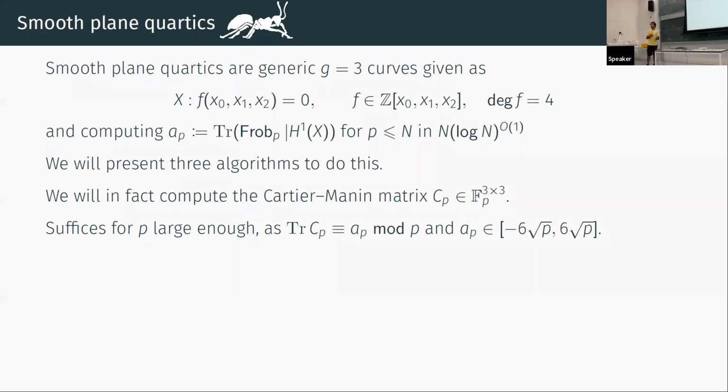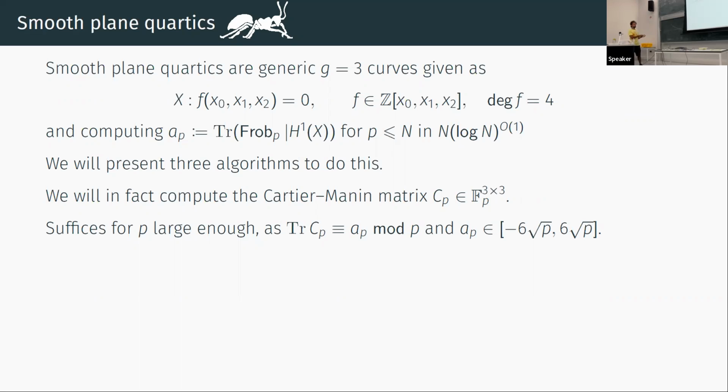And we'll present 3 algorithms to do this, but at the end of the day, I'm really lying to you a bit. Not only do I compute points, I'm going to compute the Cartier-Manin matrix, and then take the trace of that, which is the trace of Frobenius, and that's enough for p large enough to get my number of points.